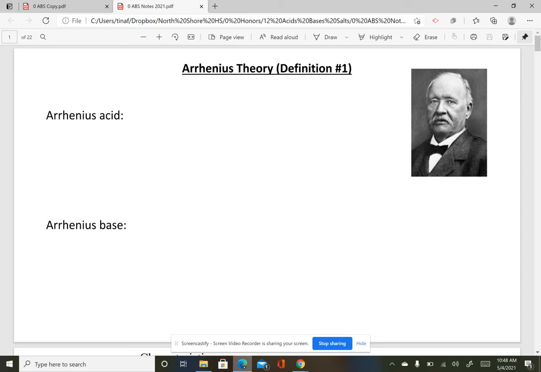So he said if something is an acid, it releases H plus, which is the hydrogen ion, in solution. So what does that mean? I will give you an example of an acid. HCl is one of our very common acids.